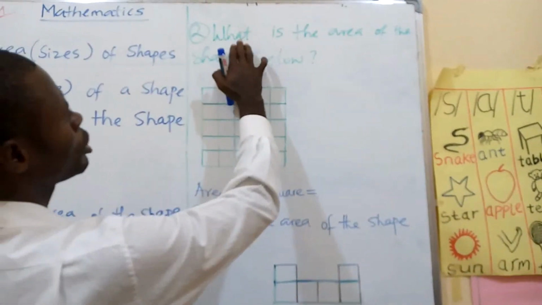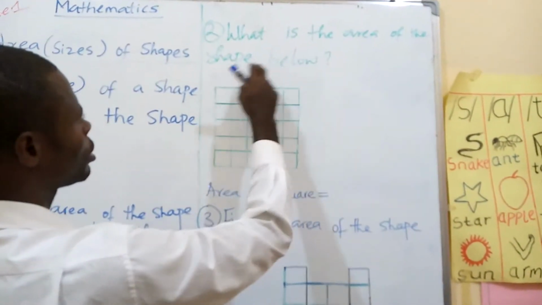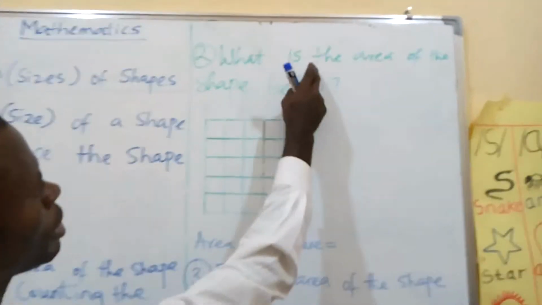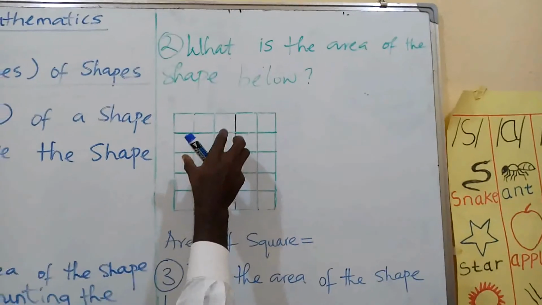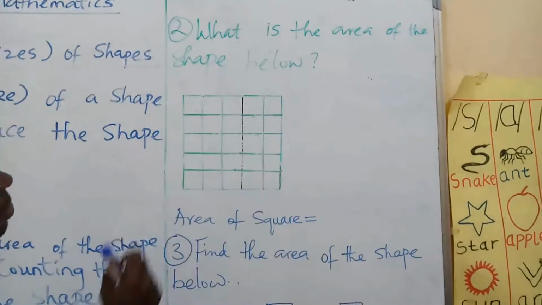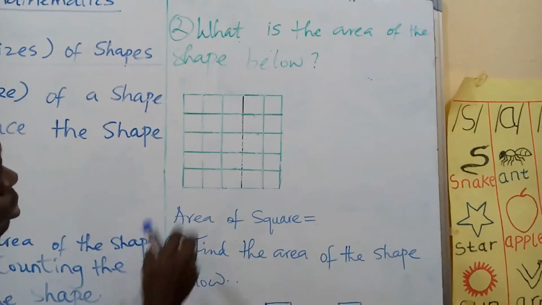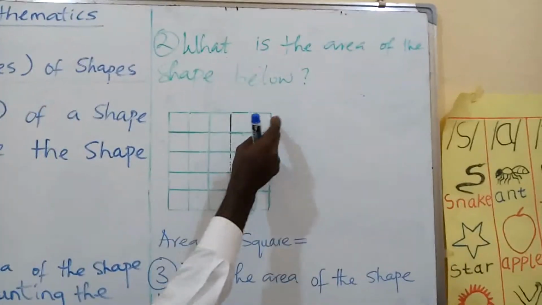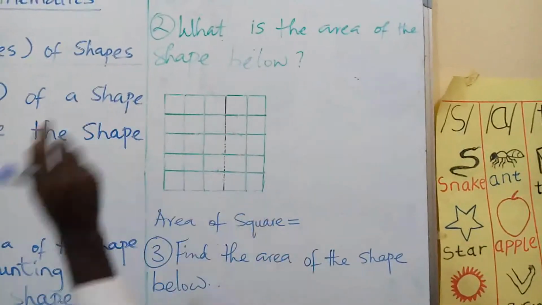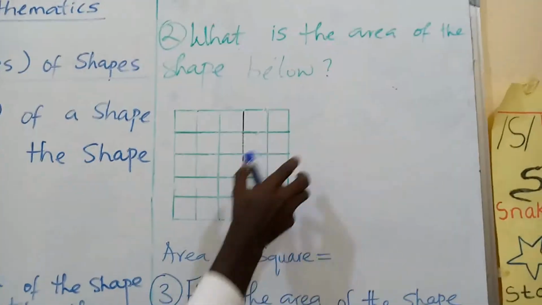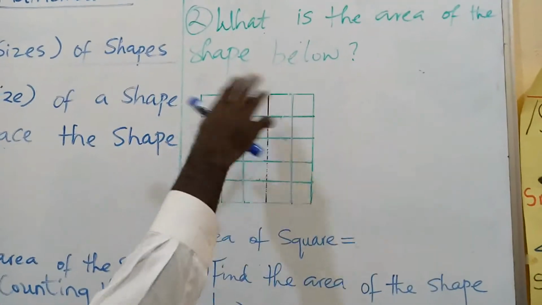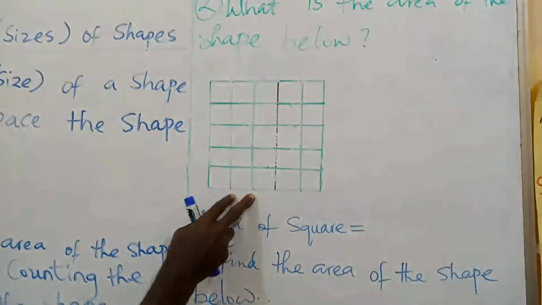The question is, what is the area of the shape below? Alright, to get the area of this shape, what do we do? Just like we counted here, you are going to count these squares and know how many they are. Okay, before we count, what shape is this? Just take a look at this shape. Alright, children, what shape is this?